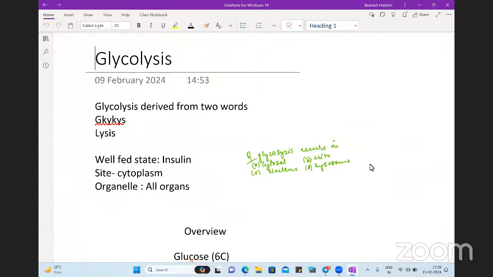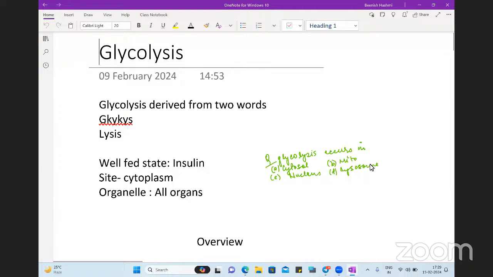Due to some technical error today, I'll not be able to use my pen. We'll hope to resolve that in the next classes, so please kindly bear with it. Okay, so let's begin with glycolysis.